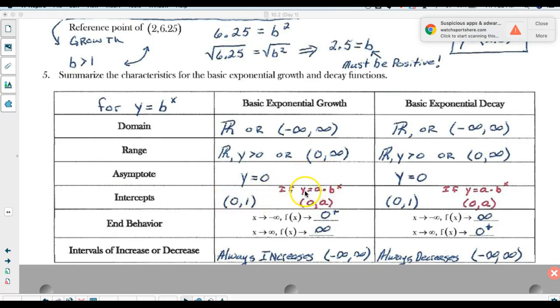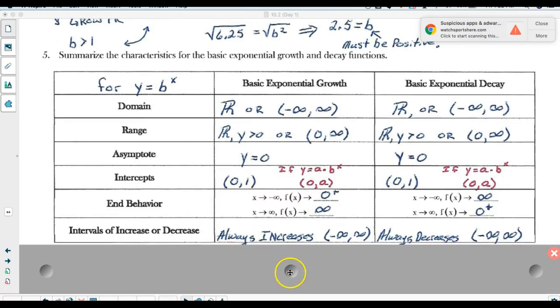And I do have a little note in here. As soon as we get away from y equals b to the x, and we're talking about y equals a times b to the x, now my y-intercept is going to change. It's not going to be 0, 1. It's going to be 0, whatever that a value is, because b to the power of 0 is going to turn into 1, so I'm looking at 1 times whatever that a value is to get that y-intercept. And behavior I already talked about there.